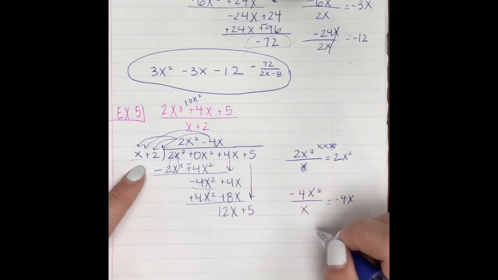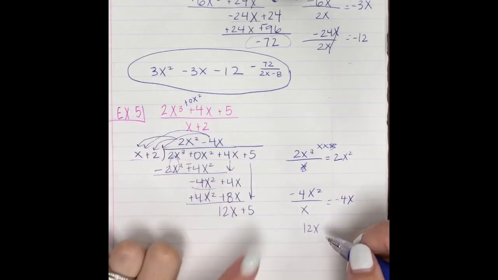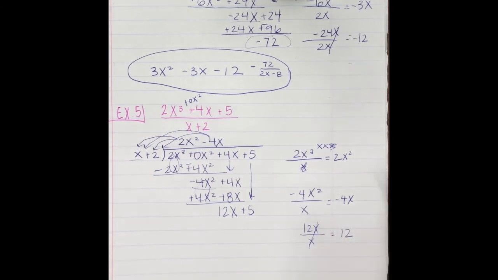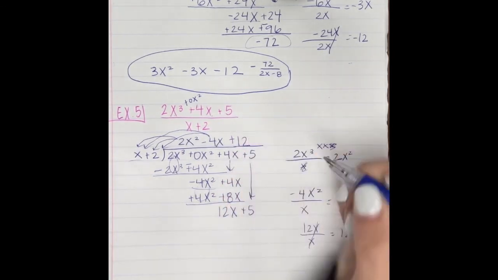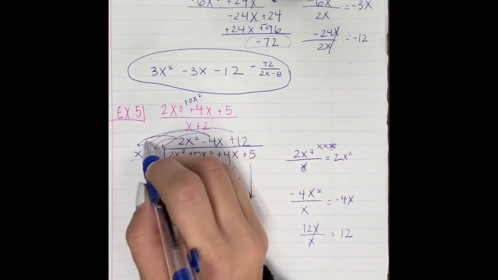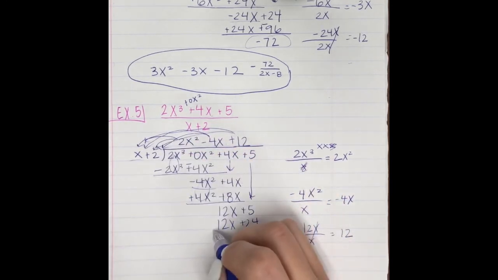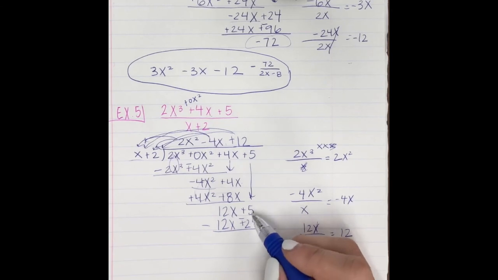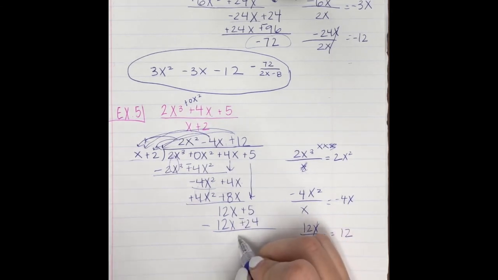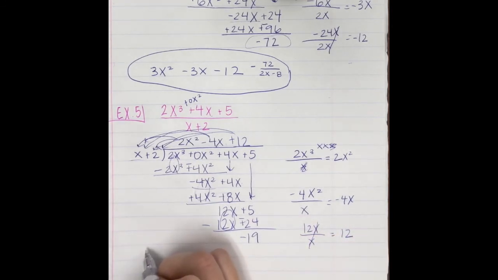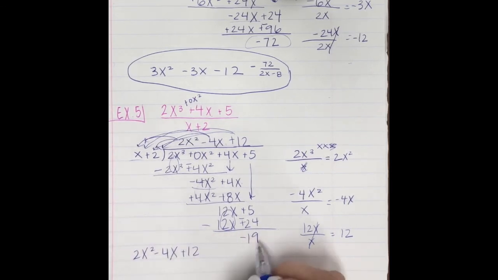And last time we're dividing our leaders. I know it's last time because I just brought down my last term. So 12x divided by x leaves us with just 12. It's positive, so I put plus 12. 12 times x is a 12x. 12 times 2 is 24. And we're changing the sign. So 5 minus 24 leaves us a negative 19 as our remainder. Okay, so our answer would be 2x squared minus 4x plus 12, and then minus 19 divided by x plus 2.